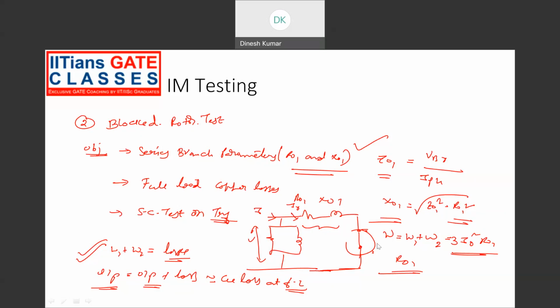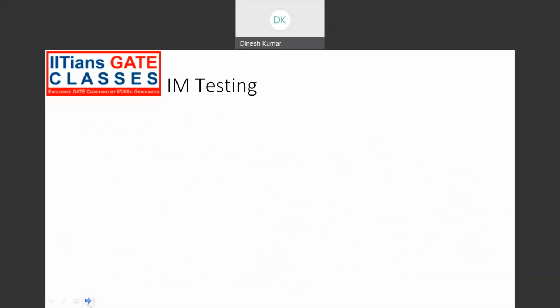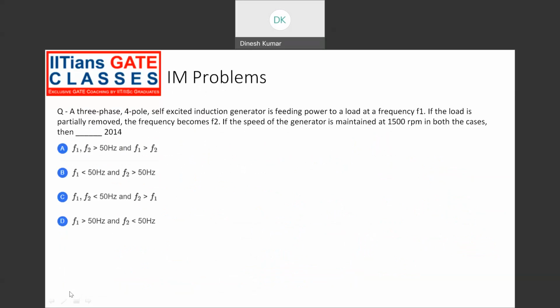Okay, let's go to the next question. A three phase four pole self excited induction generator is feeding power to a load at frequency F1. If the load is partially removed, the frequency becomes F2. The speed of the generator is to be maintained at 1500 RPM in both the cases. Then which of the following conditions are true?